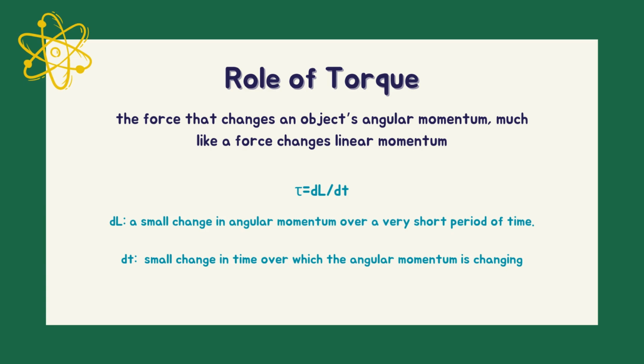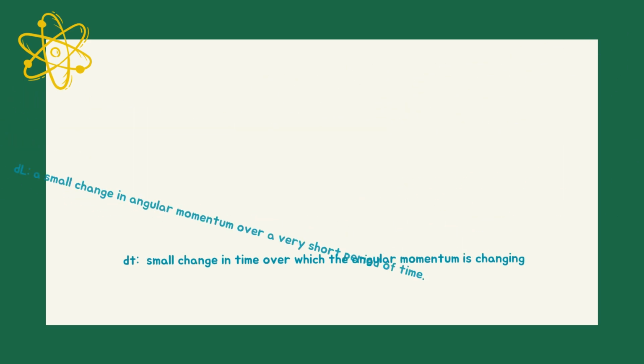If you apply a torque to an object, you are changing its angular momentum, and the amount of torque applied determines how quickly the angular momentum changes over time.